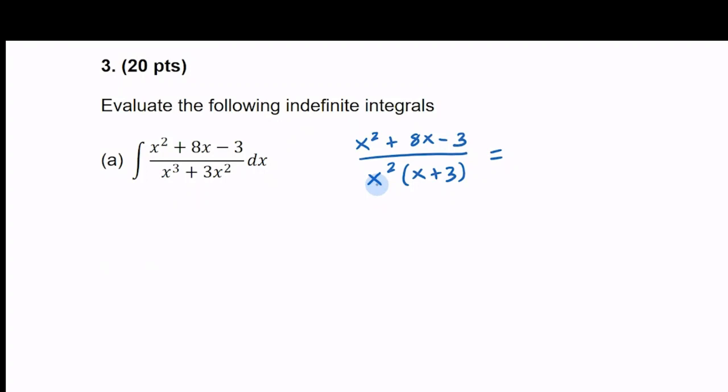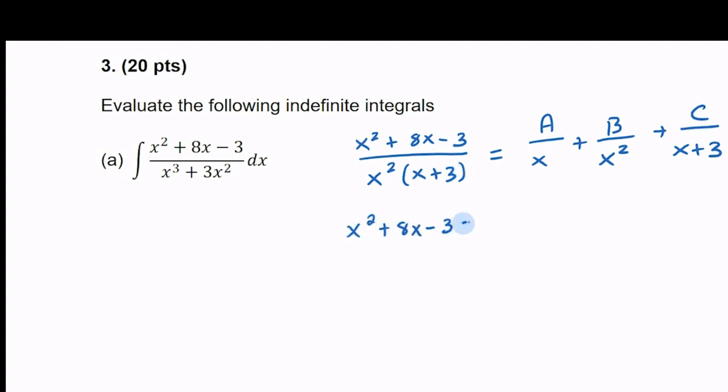So in the denominator, x by itself is linear, but it repeats twice. So we have A over x plus B over x squared. Plus, we have another linear factor, x plus 3, so it's going to be C over x plus 3. We're going to multiply all of this to the right, so we're going to be left with x squared plus 8x minus 3 equals, so if we take this entire term and multiply it to the right, at some point we're going to have to multiply that term in.